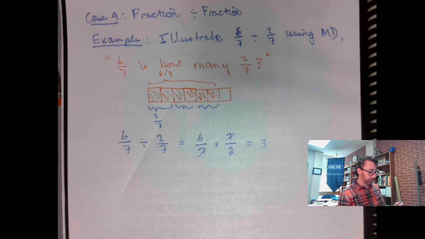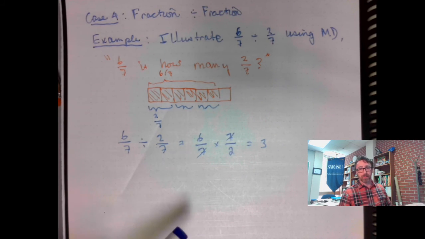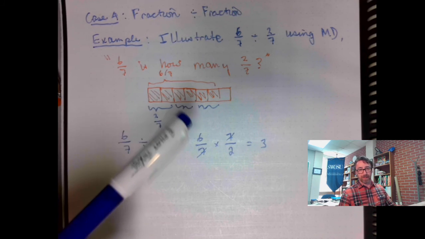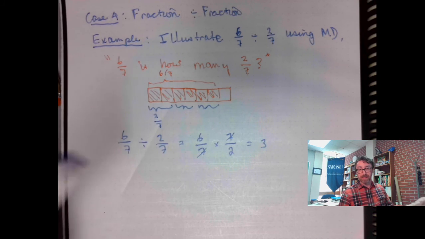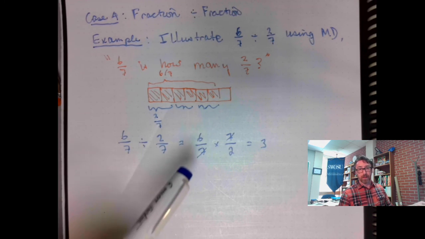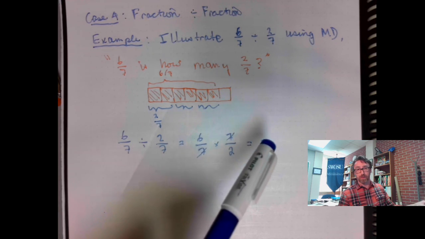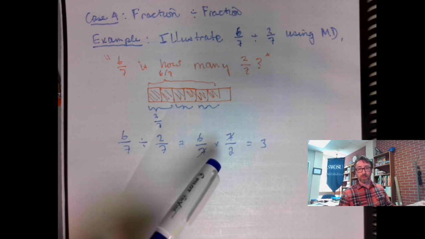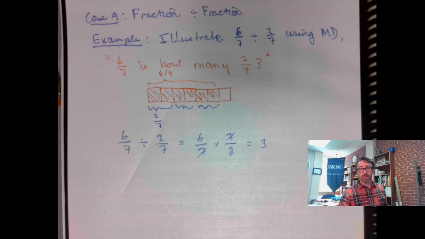So another illustration of that invert and multiply principle. We can actually see the answer from the diagram. We can see the answer is going to be 3. And we can confirm that the invert and multiply principle gives us that answer.